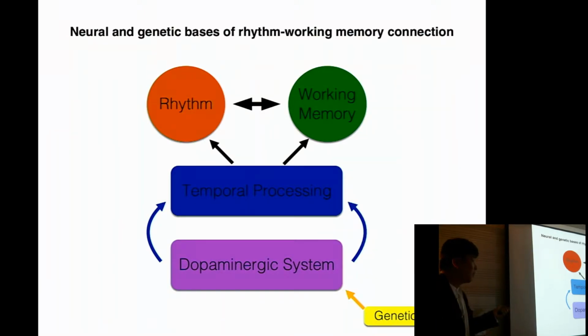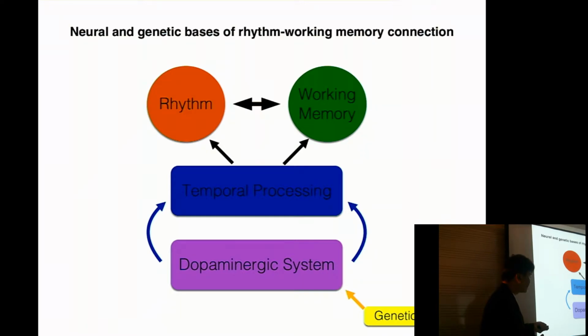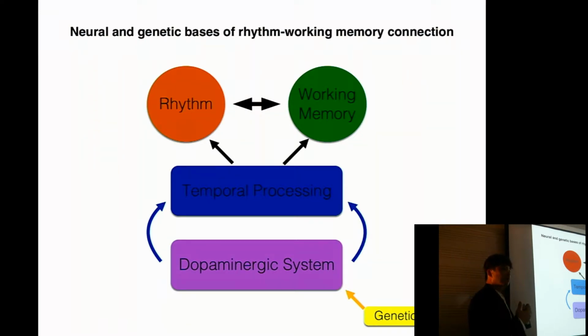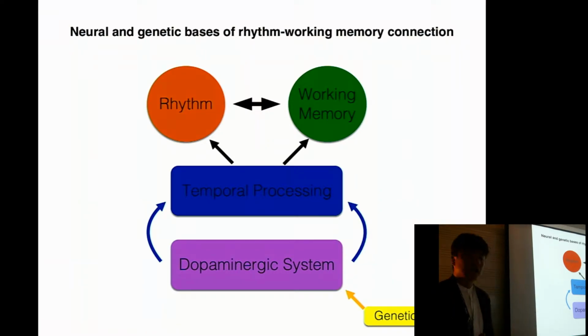So altogether, I've shown you this slide early on. So we're studying this model, right? There's this neurobiological foundation that provides a connection between rhythm and working memory. They all depend on temporal processing, and this temporal processing is mediated by the dopaminergic system, mainly by the frontal striatal pathway. And there's this genetic influence, such as the DRD2 gene, right? If you have a mutation in that gene, then down the road you're going to have impaired rhythm or working memory that manifests itself in the motor domain or cognitive domain.